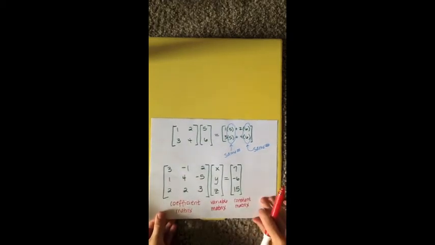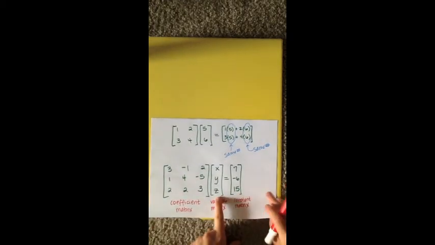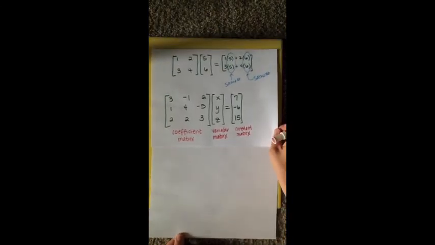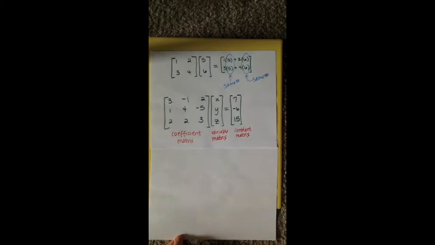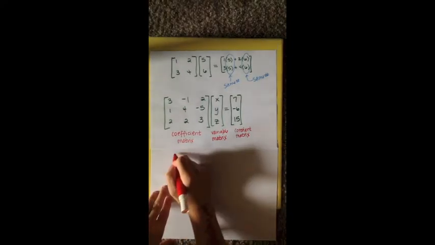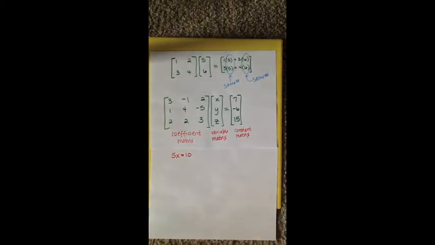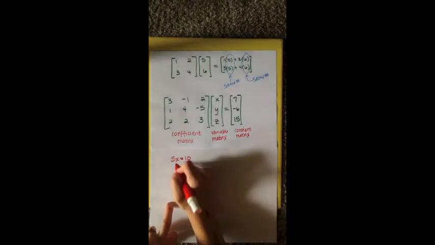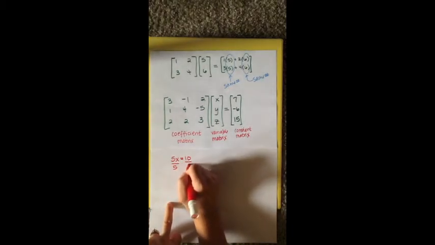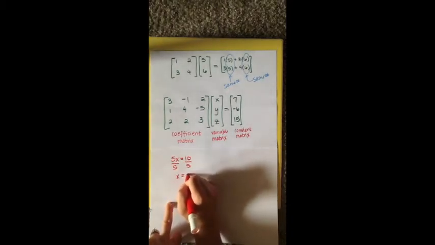Well, we can't divide by matrices. We need to get this matrix all by itself, but we can't divide by this one. So what's the same as dividing? Let's look at some basic math before we go into that. So if I just have the very, very simple equation of 5x equals 10, and I were asking you to solve for this, what would you do? You divide both sides by 5. So divide by 5, I would get x equals 2.